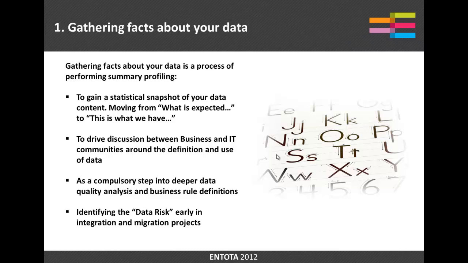So the first step is to gather facts about your data. Gathering facts about your data is a process of performing these profiling, be it basic profiling, mins, max, null values, unique, etc., or moving into the more advanced profiling, where we look at dependency values, redundancy checking, address validation to ensure that we have correct addresses against postal addressing files. But what it is, it's about gathering a snapshot, statistically a snapshot of the data, not what we think we have, but what we actually have.